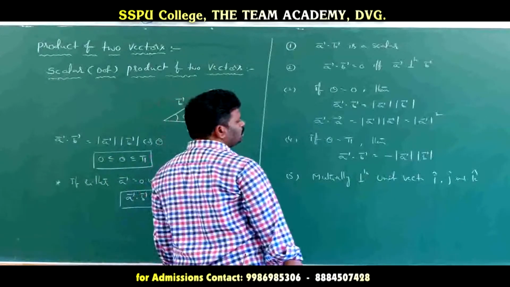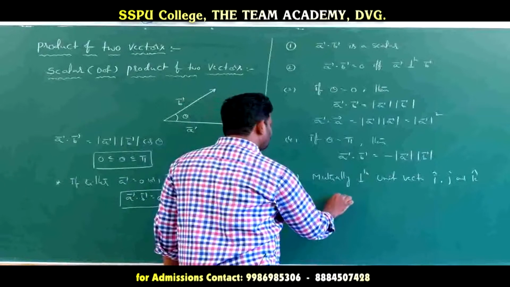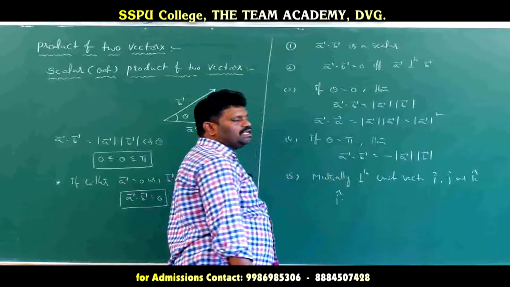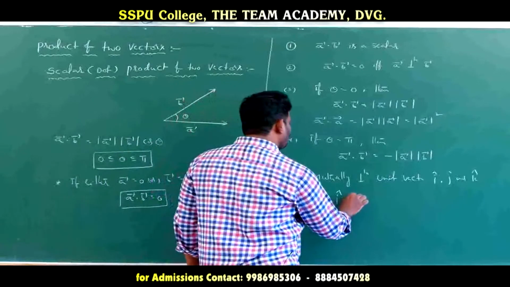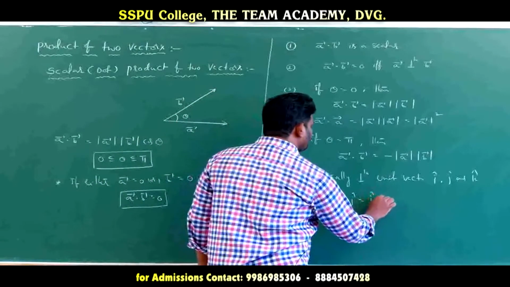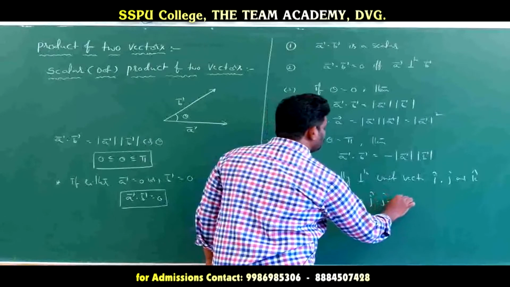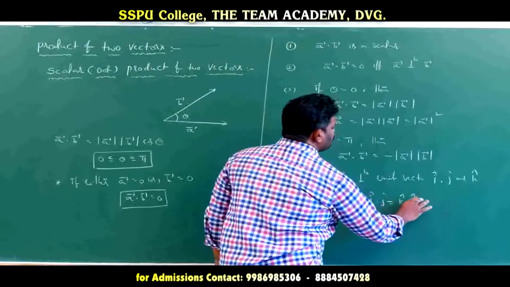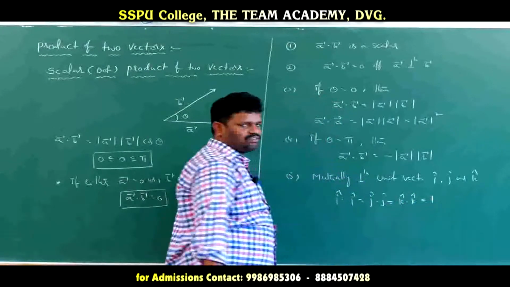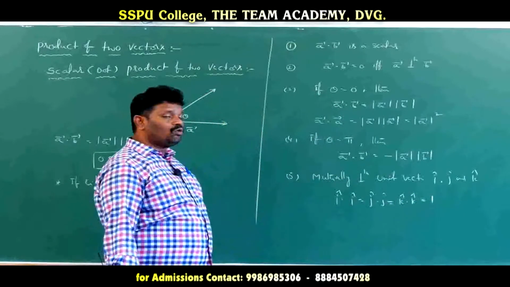When we take mutually perpendicular vectors, what does mutually perpendicular mean? The angle between any two vectors is equal to 90 degrees. So i cap dot i cap is equal to j cap dot j cap is equal to k cap dot k cap, and this value is equal to 1. How do we get this value of 1?